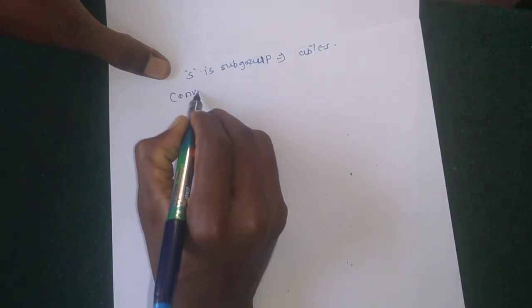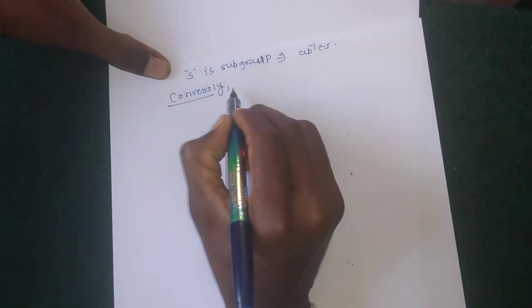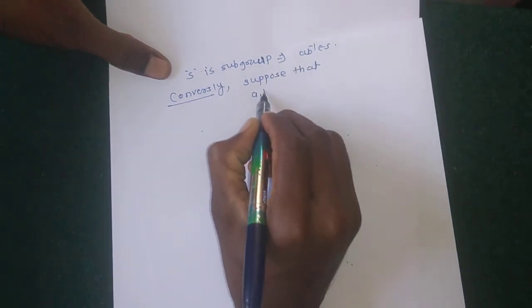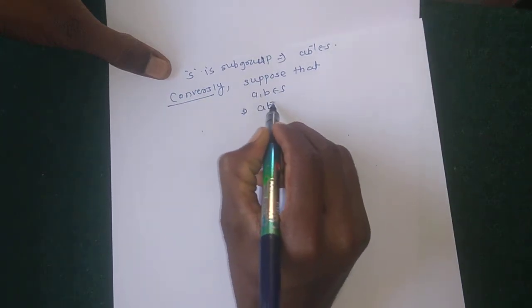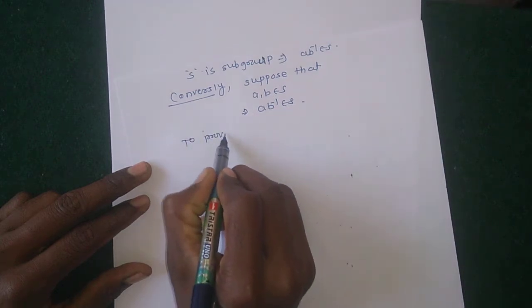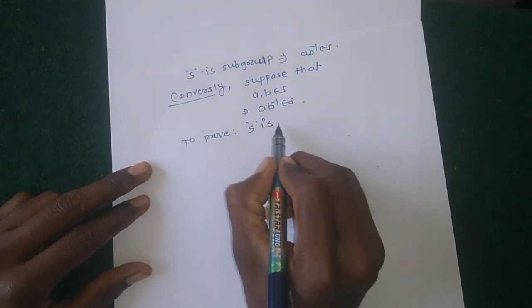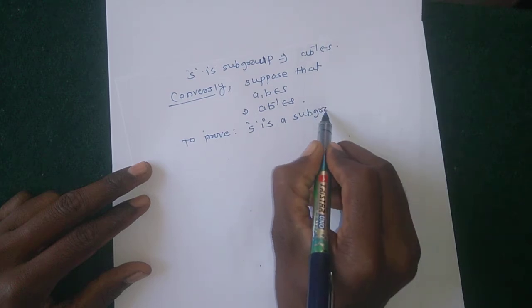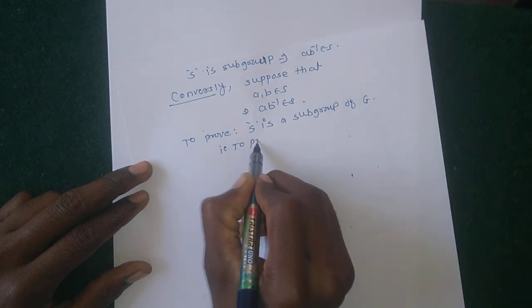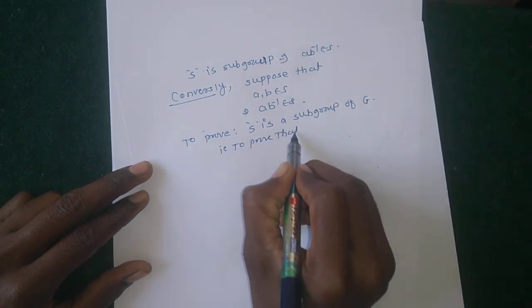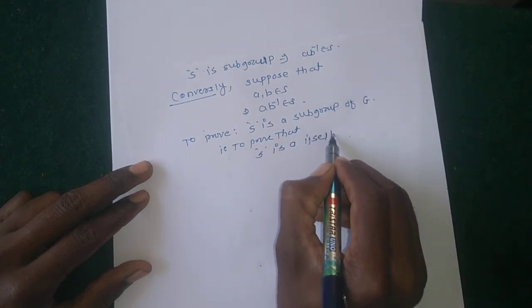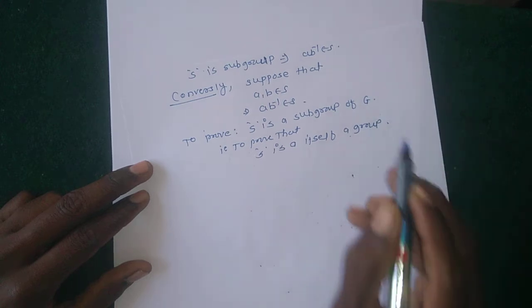Now conversely, suppose that A B inverse belongs to S for A, B belonging to S, and we have to prove that S is a subgroup of G, that is, to prove that S is itself a group.